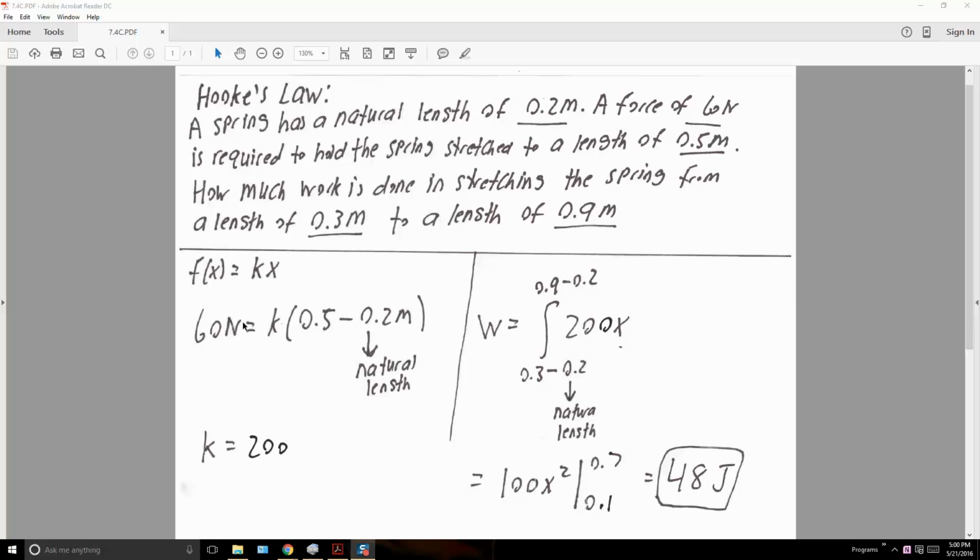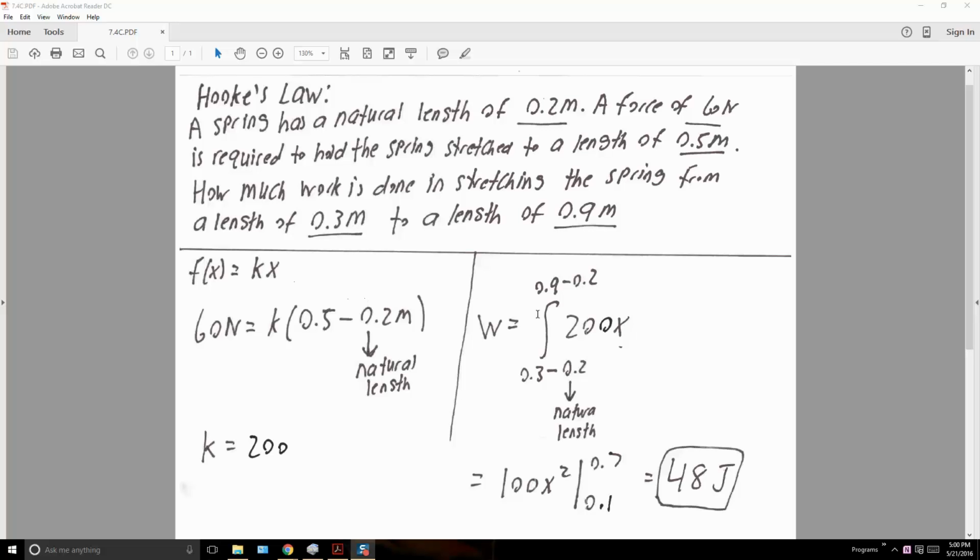And now we're going to apply this 200 when we solve for the work for 0.3 and 0.9. So we know the length of 0.3 is actually going to be 0.1 because we're going to do 0.3 minus the natural length. Likewise, for 0.9, we're going to subtract 0.2 to get 0.7.